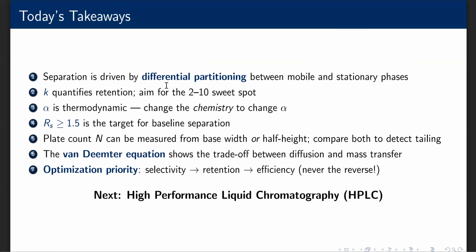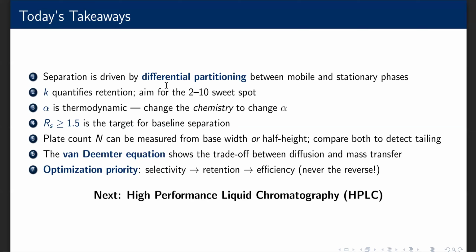Okay, here are today's takeaways. Let me recap the 7 key ideas. First, partitioning is the core mechanism. Everything else follows from differential distribution between mobile and stationary phases. Second, K is your primary experimental measure of retention. Aim for 2 to 10. Third, alpha is purely thermodynamic. Only chemical changes affect it, and it is the strongest lever for improving separation.